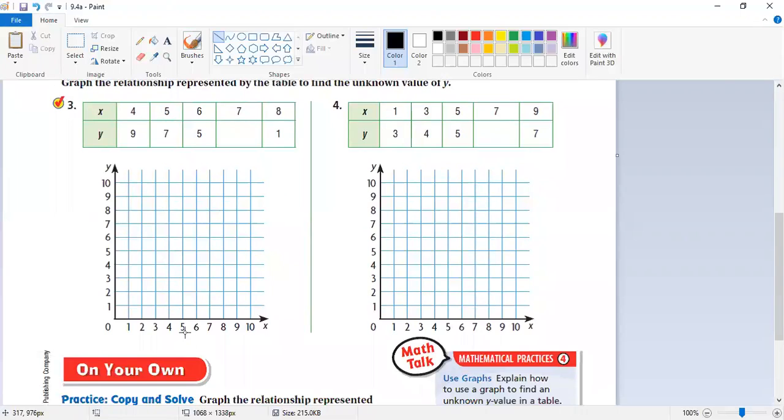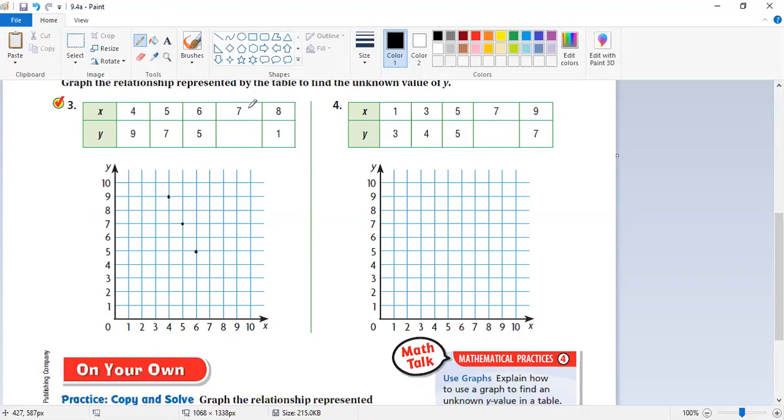So when x is 4, y is 9. You move along 4 until you reach 9 and put a point there. Next is 5 and 7. So 5 is here, and we move until we reach 7 on the y-axis. We put a point there. Now the next one, 6 and 5. When it is 6, we move until 5 and put a point there. I hope you all are doing it with me.